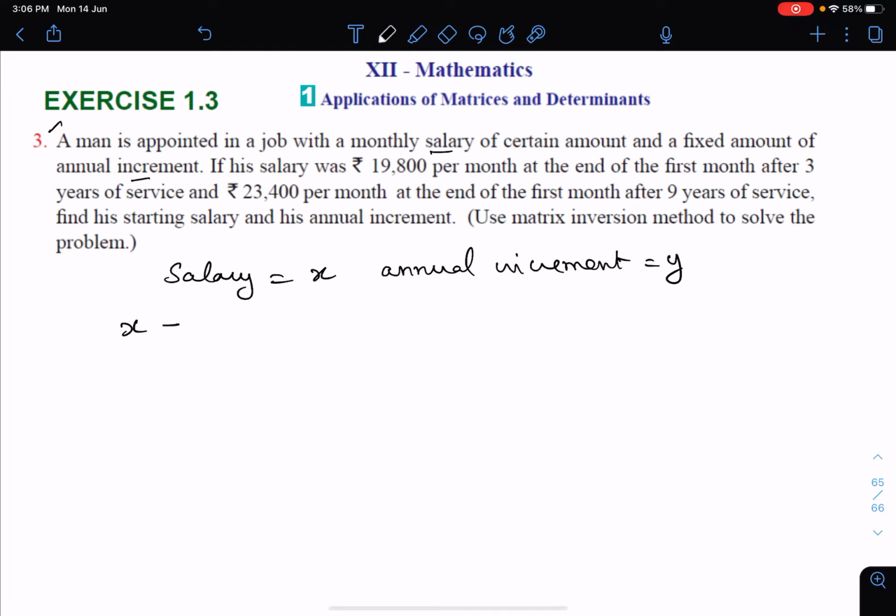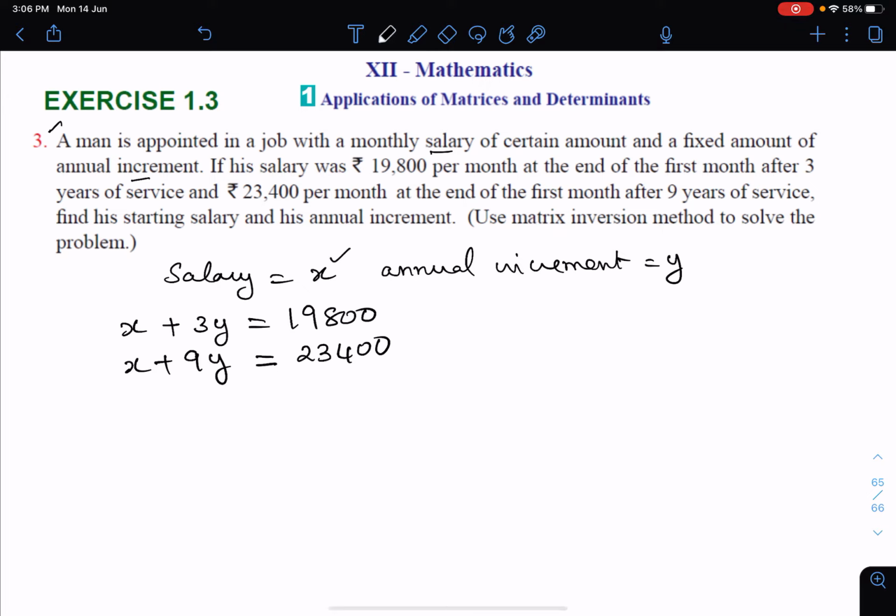So your salary is going to be the same, and this increment he would have got yearly. One y means how many? 3 years, so 3y, and the salary is going to be 19,800. And then 23,400 per month at the end of the first month after 9 years. Similarly, for 9 years, x plus 9y, 9 times he has got the increment, and his total salary is going to be 23,400. So what we are going to find out is his starting salary and his annual increment.